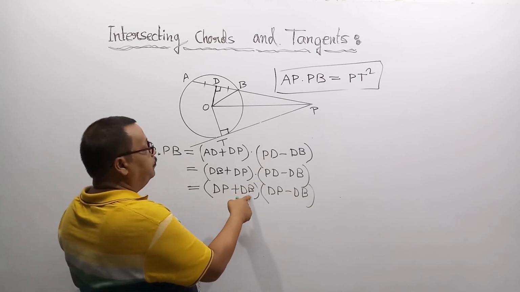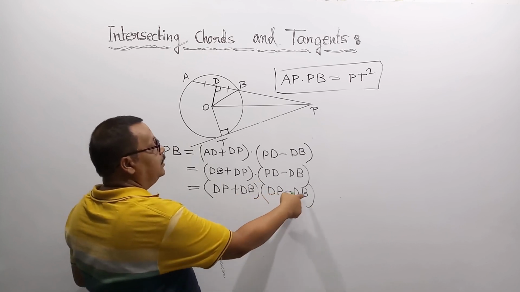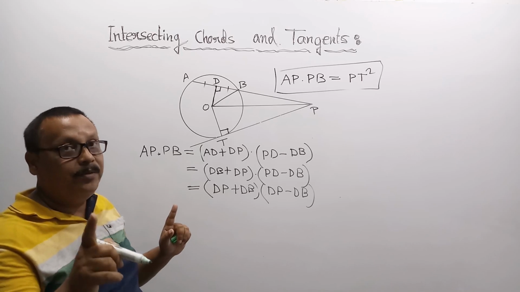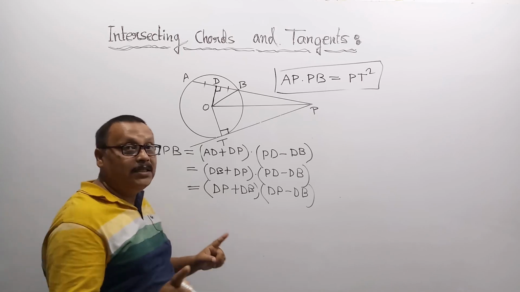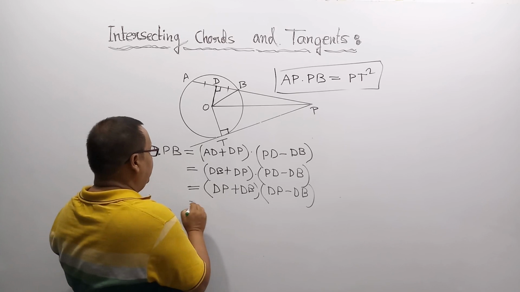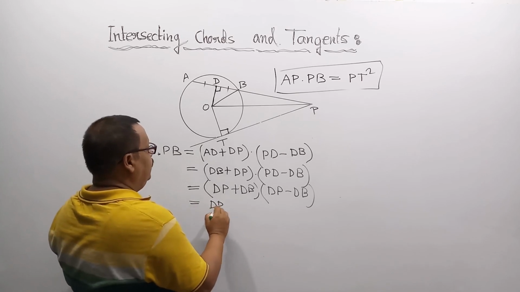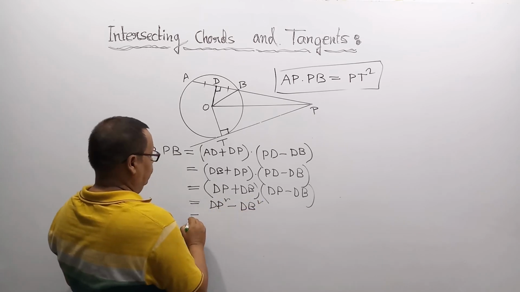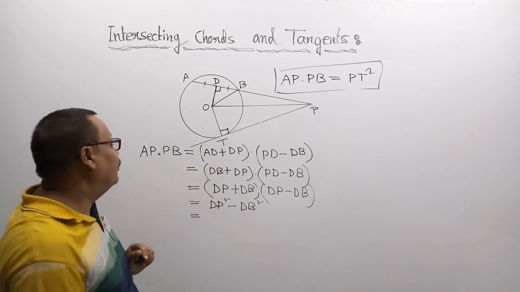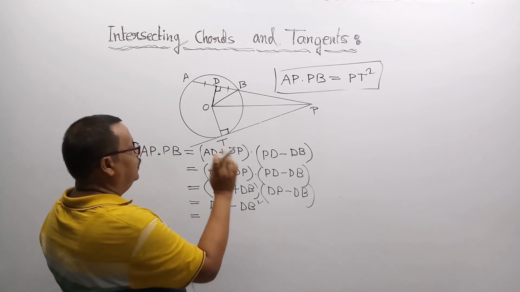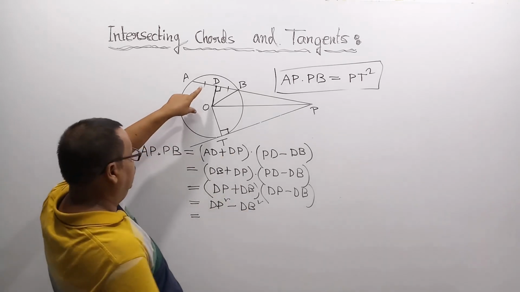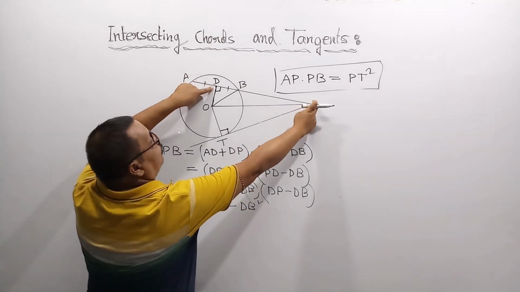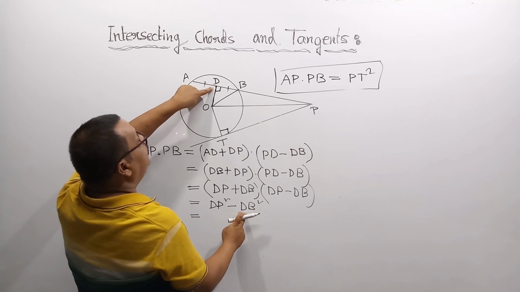A plus B, A minus B. Understood? What is the formula from algebra? Yes, A square minus B square. So you can write DP square minus DB square. Clear? Good. DP square minus DB square. Now come to the figure. DP square, DP square minus DB square.